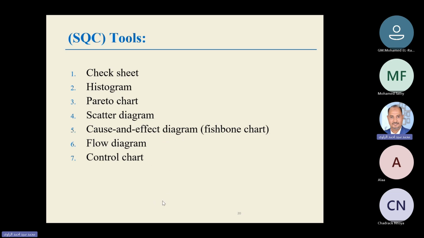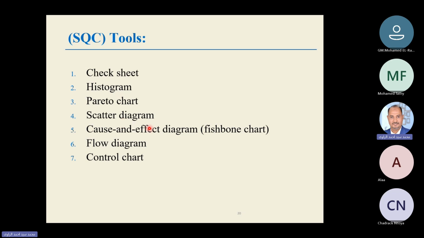Check sheet is used to collect and organize data. Histogram is used to show the distribution of laboratory results by grouping data into ranges. Pareto diagram is used to identify the most frequent or most important causes of problems. It operates on the 80-20 rule, the principle that roughly 80% of process defects stem from 20% of causes.